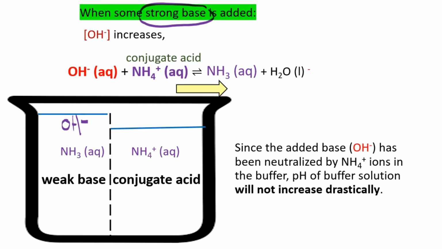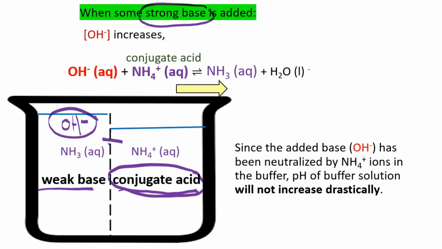But because a basic buffer contains a weak base and a conjugate acid, we would see that the conjugate acid, which behaves as an acid, would react with the hydroxide ions to produce ammonia and water. By doing this, all the hydroxide ions added to the system would be removed. And because of this, the pH of the buffer solution would not change drastically.